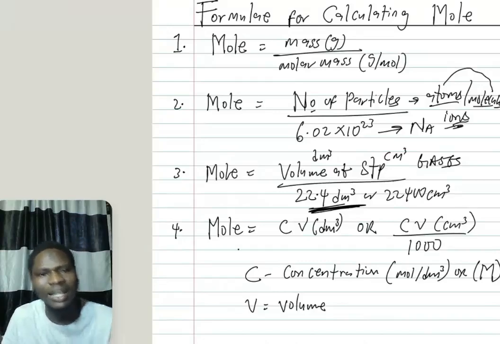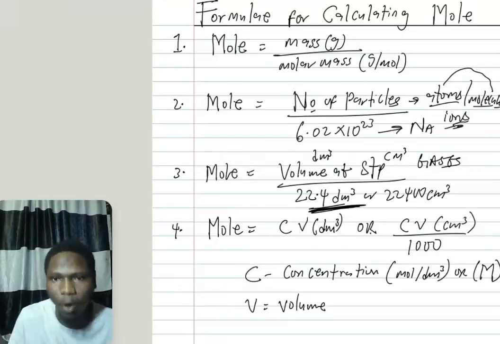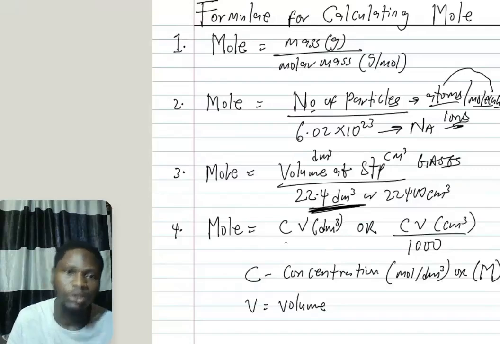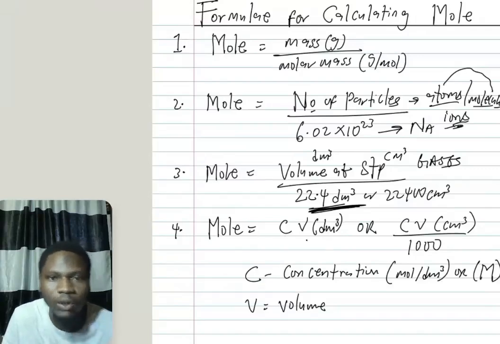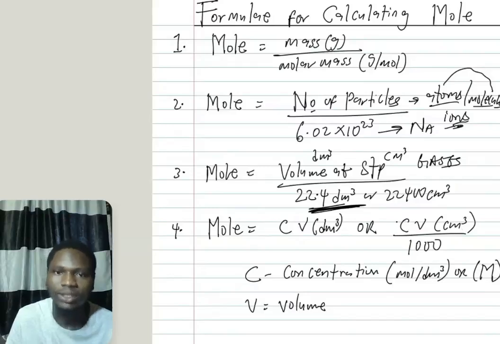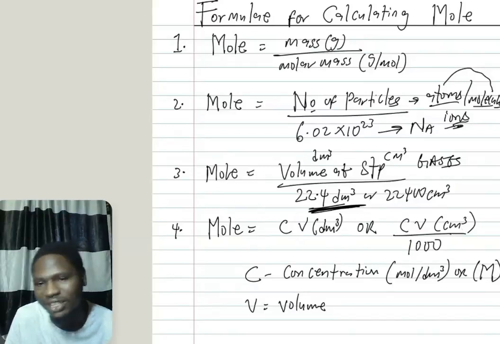Good. Lastly, mole equals CV, or CV over 1000. Well, they are the same. If they give you the volume in dm cubed, decimeter cubed, you will use mole equals CV. If they give you the volume in centimeter cubed, then you say mole is equal to CV divided by 1000.